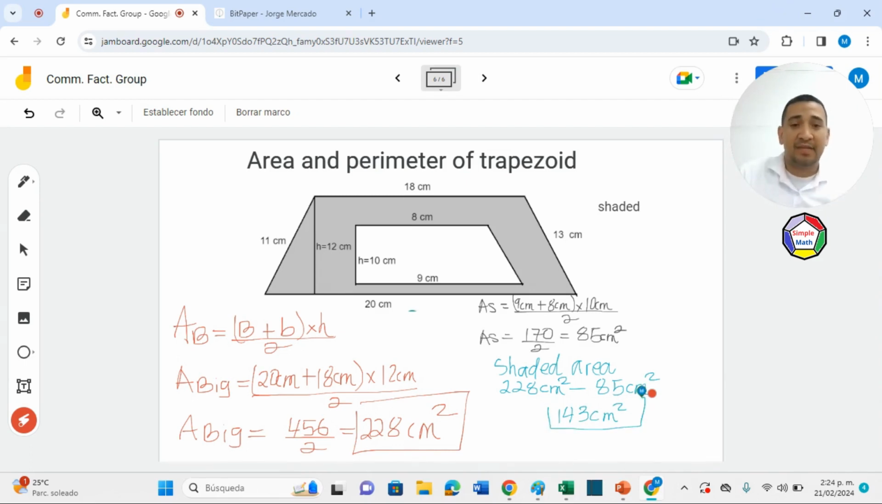That's the shaded area. All right, guys, I expect you have understood a little bit about trapezoids. What is a trapezoid? How do you calculate the perimeter, the area, and also the shaded area?